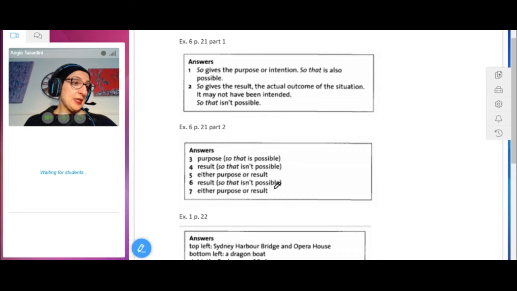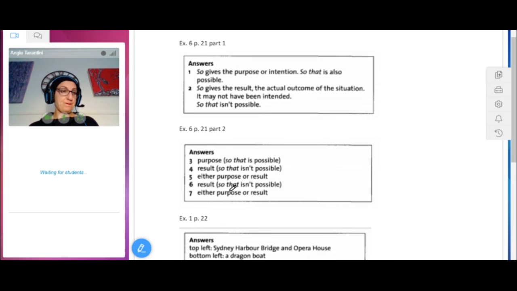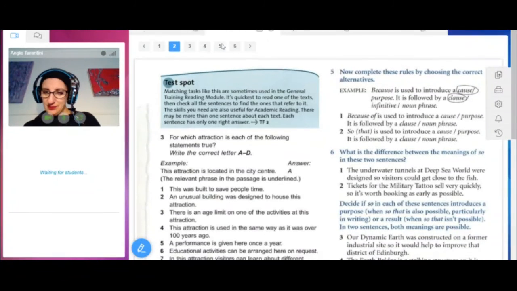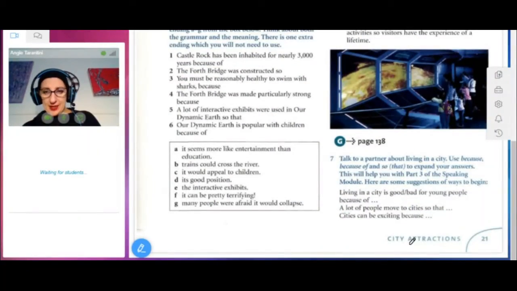Okay. Sentence number 7. Our Dynamic Earth offers plenty of exciting activities, so visitors have the experience of a lifetime, or so that visitors have the experience of a lifetime. So in this case too, it's either purpose or result, both possible. Right. Well done. So shall we look at the grammar?